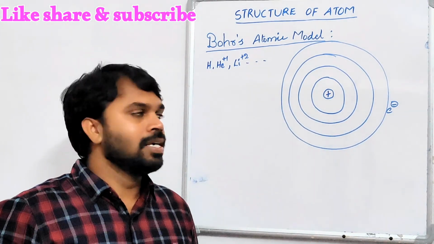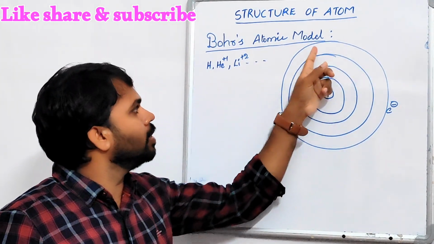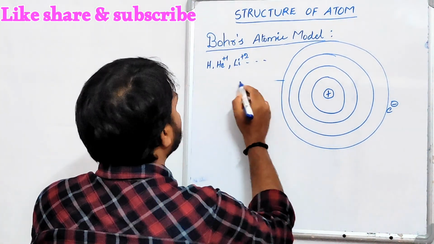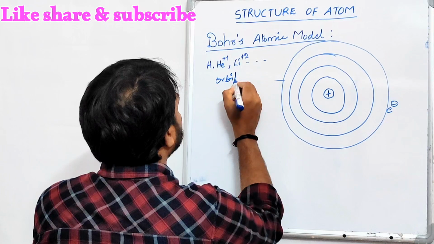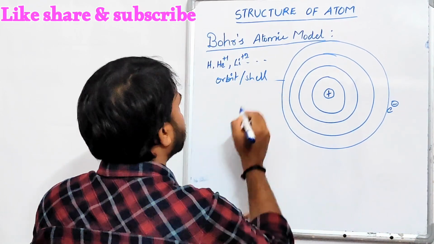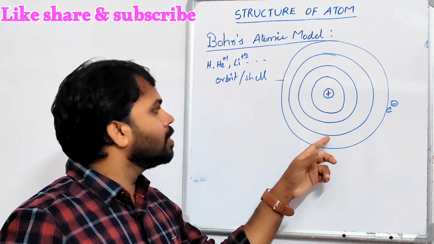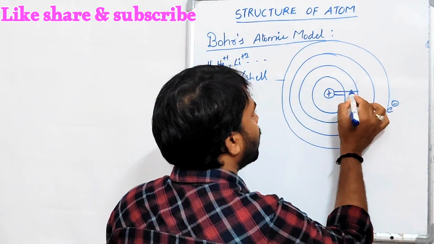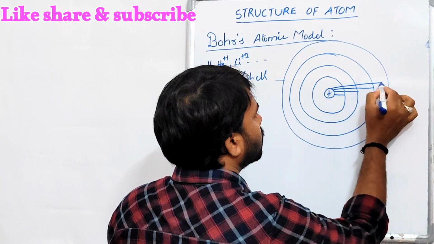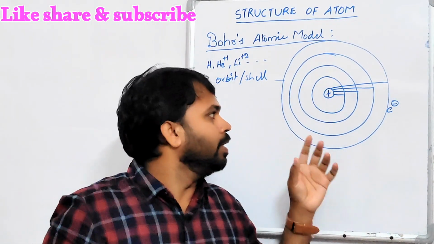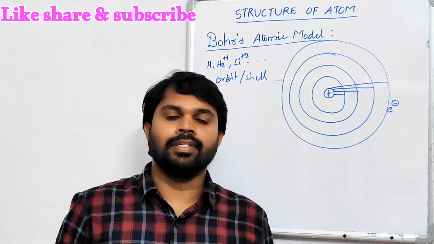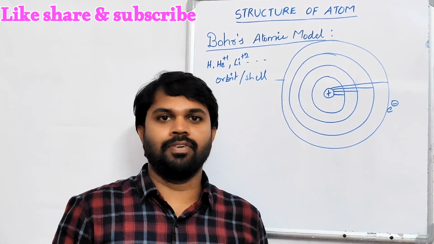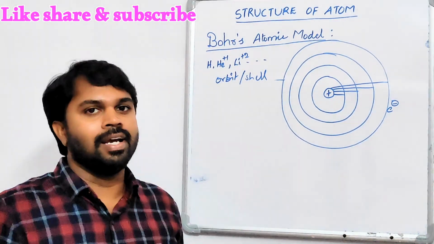And the next point is, electrons revolve around the nucleus in a fixed circular path called an orbit or shell, which means the radius of these orbits is fixed. Each orbit is associated with a different amount of energy, which means each orbit contains a fixed amount of energy. So these are also called energy levels.